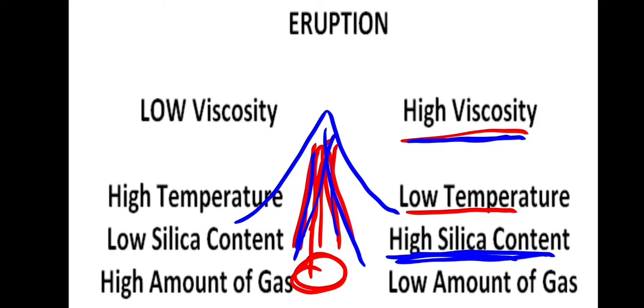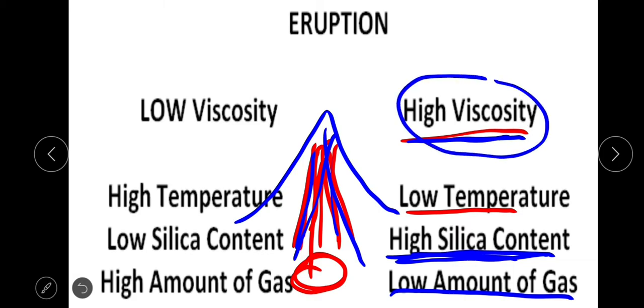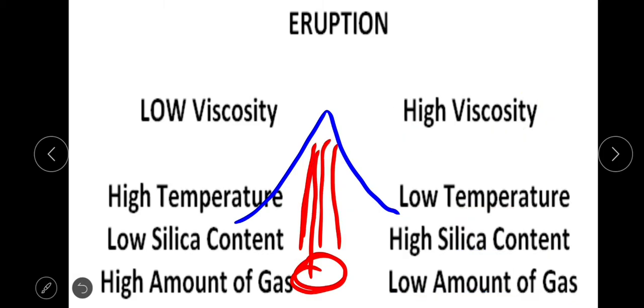Okay. Now the third one here is low amount of gas. The best example of gas here is water vapor. So if a magma has a very low amount of gas, it is more viscous. Okay, so let's get back to our illustration.